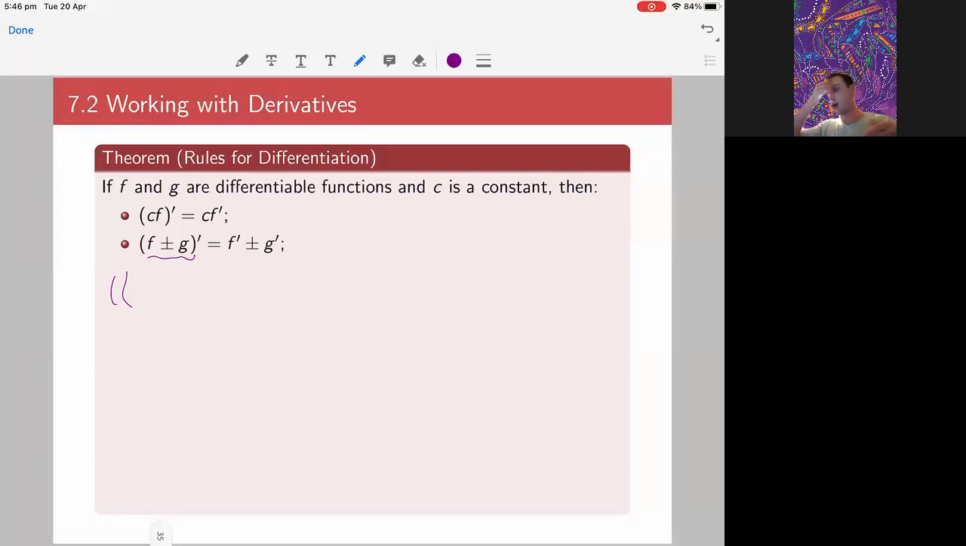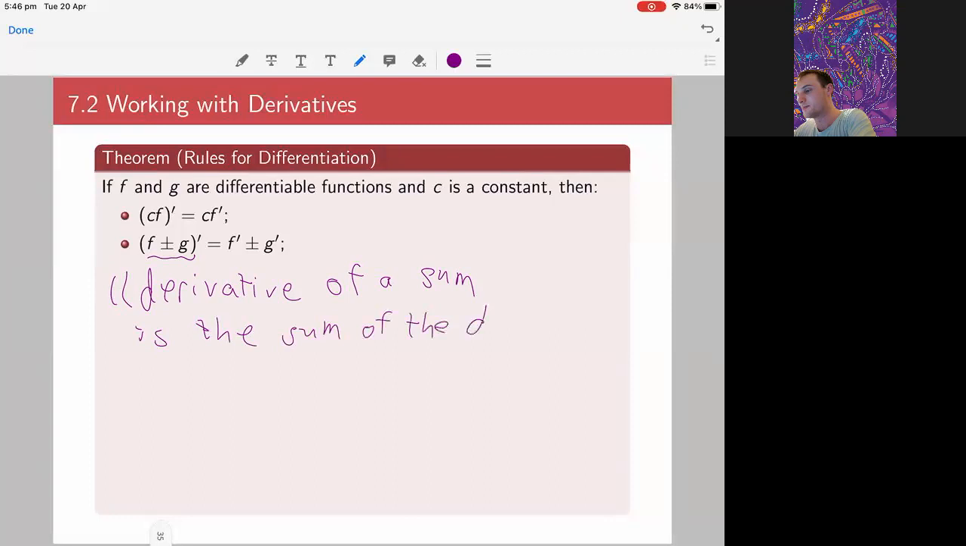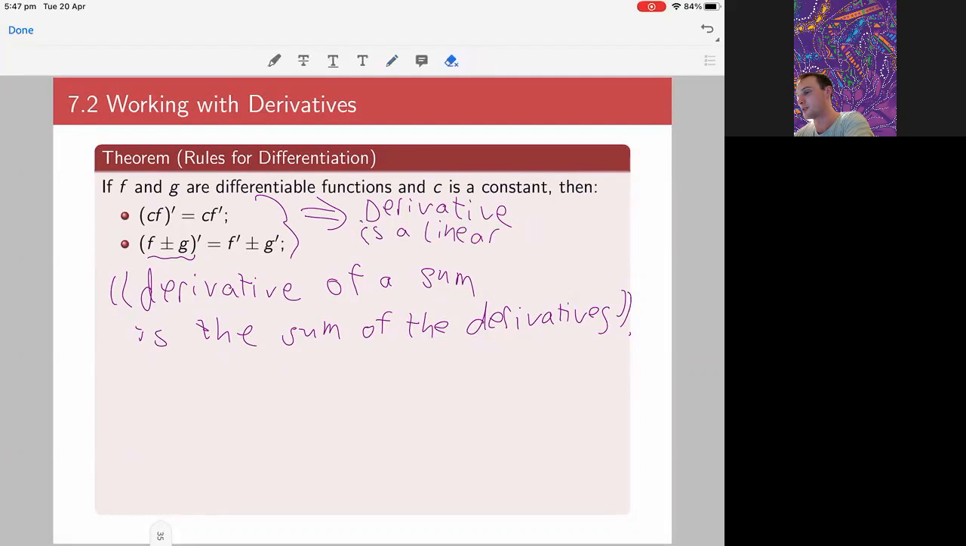So in words, how do you describe this rule? The derivative of a sum is the sum of the derivatives. These two rules combined imply that the derivative is a linear operator. I won't spend any time explaining what that means, but if you've come across the word linear operator before, or linear matrix, you might know what this means. Derivative is a linear function. I won't say function, I'll say operator. So these are known as the linearity rules for derivatives.